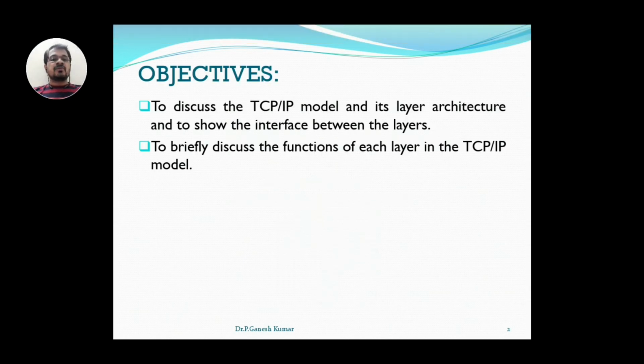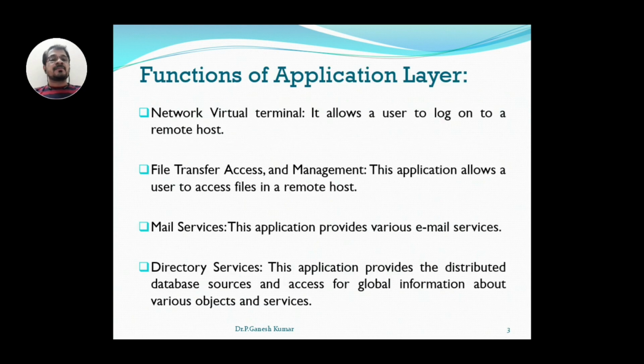The main objective of this class is to discuss the TCP/IP protocol suite model and its layered architecture, and to show the interfaces between the layers. As in the OSI reference model, here also there are layers. So how is it interfaced from one layer to another layer? What are the specific functions of each and every layer in the TCP/IP protocol suite? To briefly discuss the functions of each layer in the TCP/IP model, that is our second objective. With this, we will get into the topic.